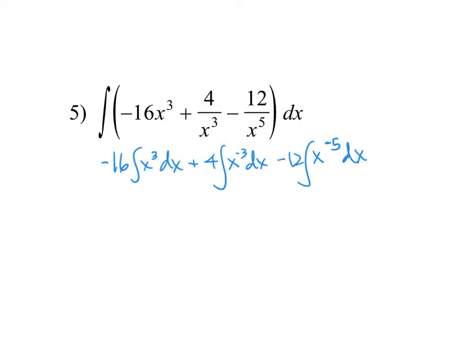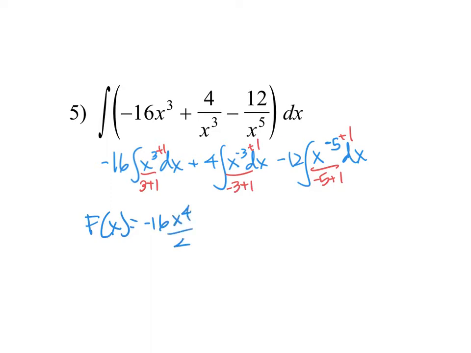So let's just go ahead and do these. We're going to do our add 1, divide by the 3 plus 1. Add 1, divide by the negative 3 plus 1. Add 1, divide by the negative 5 plus 1. All right, so here we go. We have negative 16, x to the 4th divided by 4. We have 4, x to the negative 2 divided by negative 2. We have negative 12, x to the negative 4 divided by negative 4 plus c.